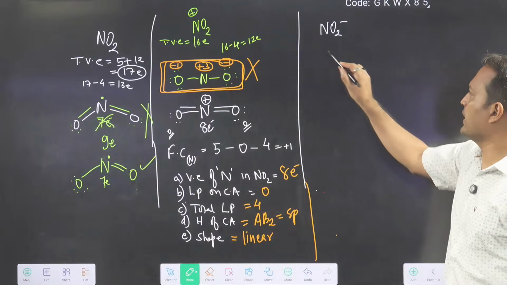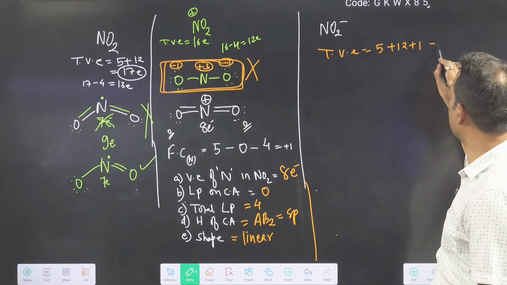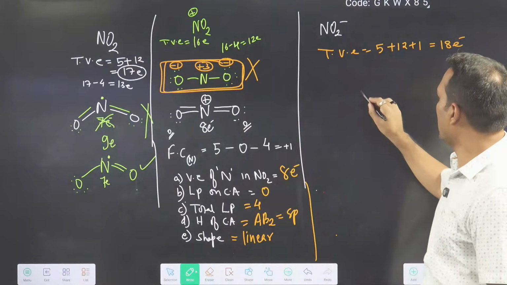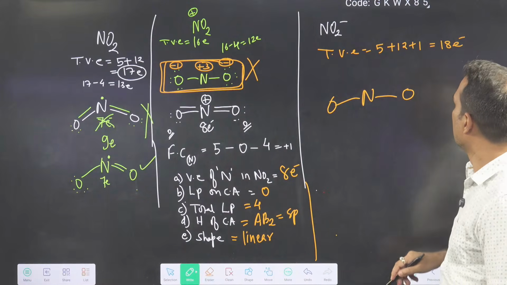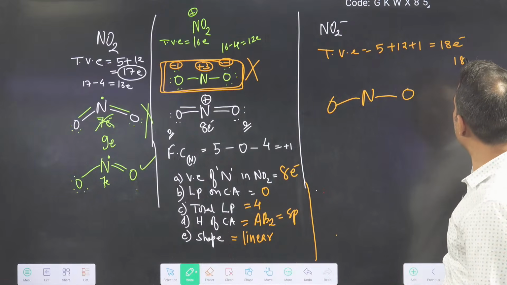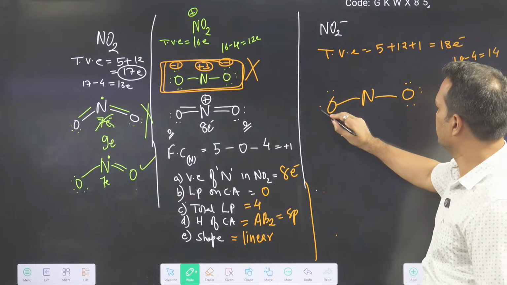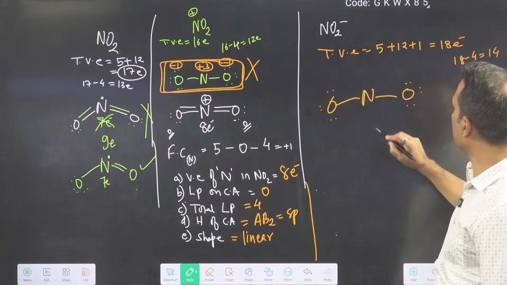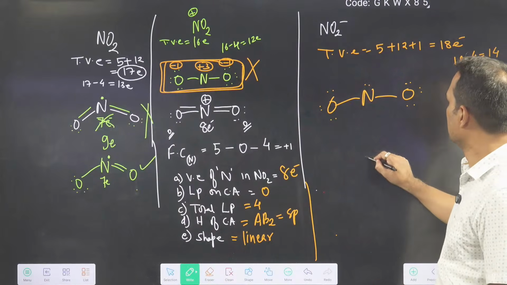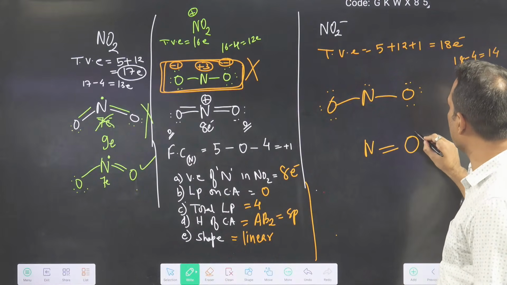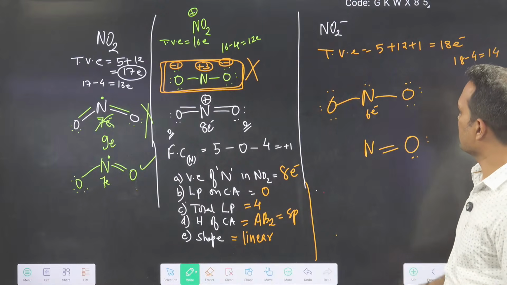NO2 minus. Everyone try NO2 minus. Total valence electron 5 plus 12 plus 1, 18. Now what? Central atom, 1 oxygen connected. Then 4 used. 18 minus 4, 14 left. 6 electron here, 6 here, 12 done. 2 left for the central atom. Clear? Now next part, I will start forming pi bonds. This nitrogen is having 6 electron now.